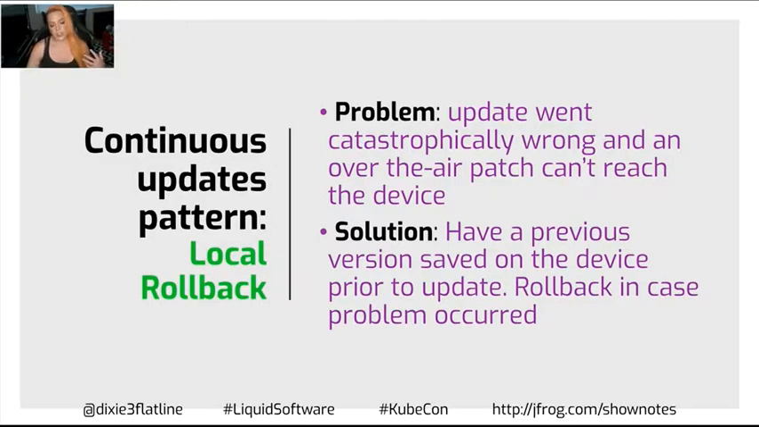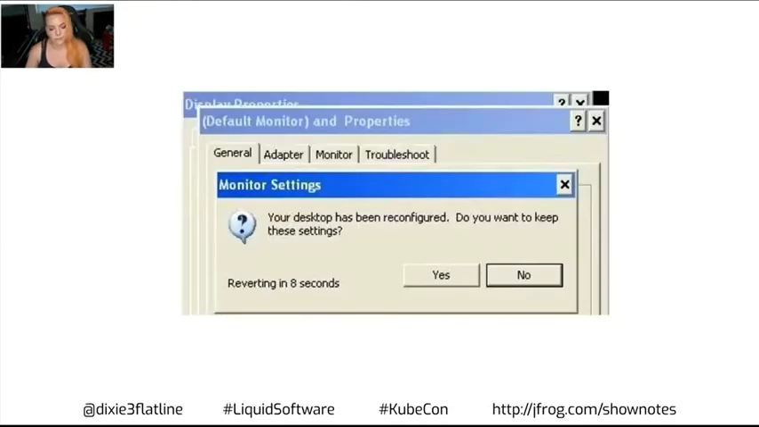The solution here is to enable local rollbacks. You have another version of the software saved on the device and automatically roll back to it if a problem is detected. This isn't a new idea either, actually.